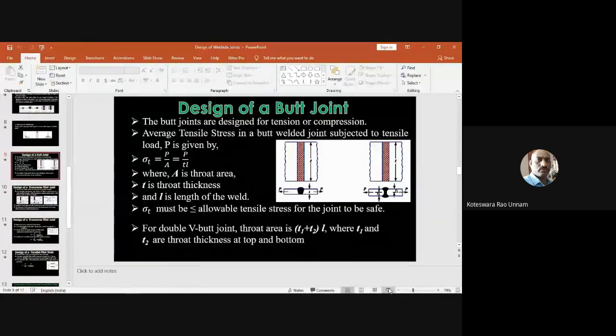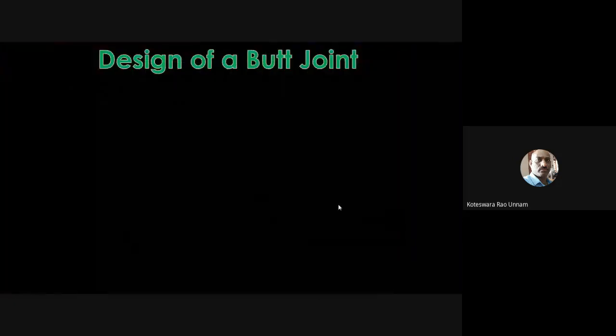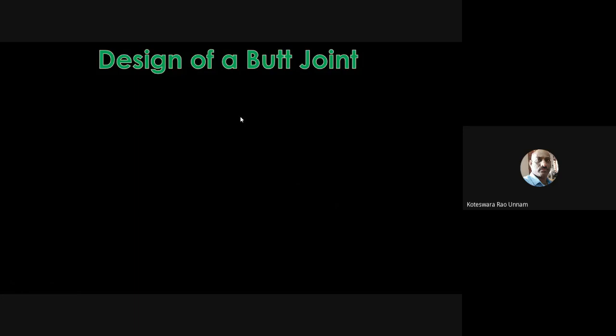So in the previous class, we discussed the introduction to welded joints. In that, first we saw the definition of welding, and then we saw the different types of welding processes. After that, we discussed different types of welded joints, and then we considered the design of those welded joints.